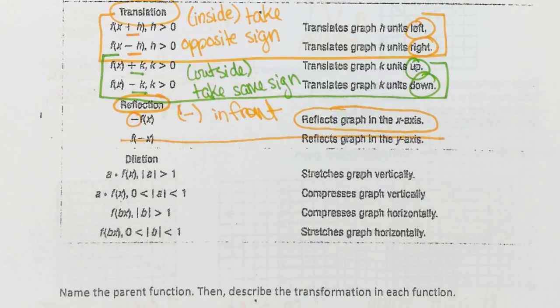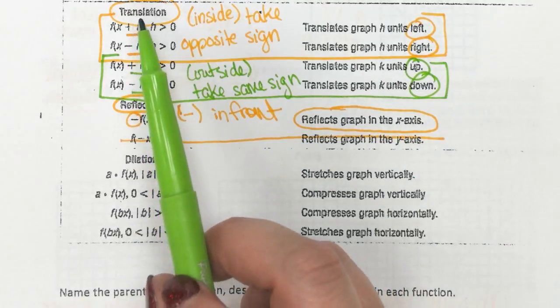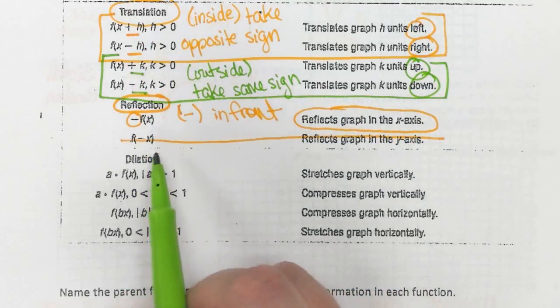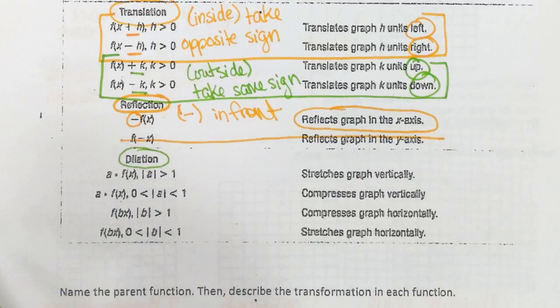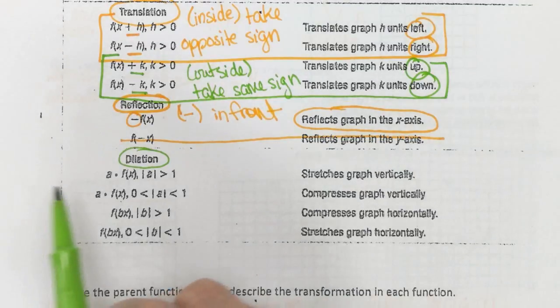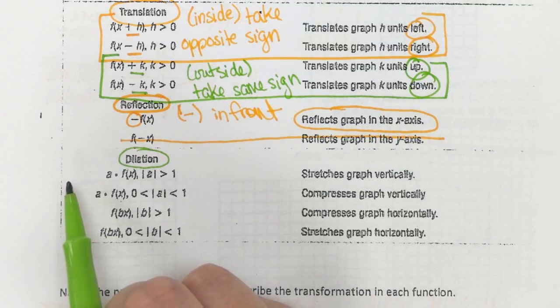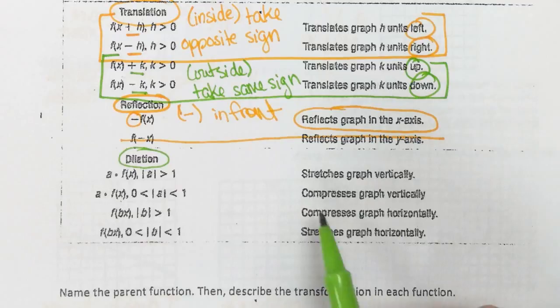All right, and then the very last thing that we're going to talk about, so we did translations, we did reflections, and now we are going to talk about dilations. Yes, it's going to either stretch it vertically or compress it. Either stretch or compress. So, basically, I just say stretch each time because it means the same thing. So instead of saying compresses vertically, you can say stretches horizontally. It's the same thing, though.